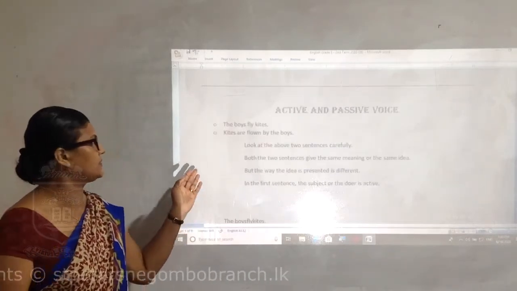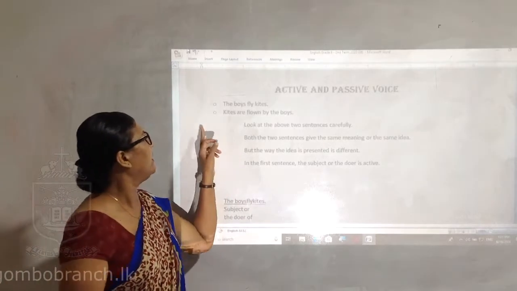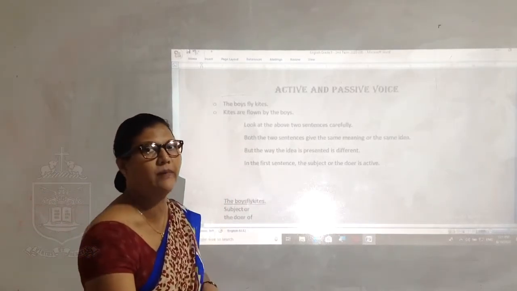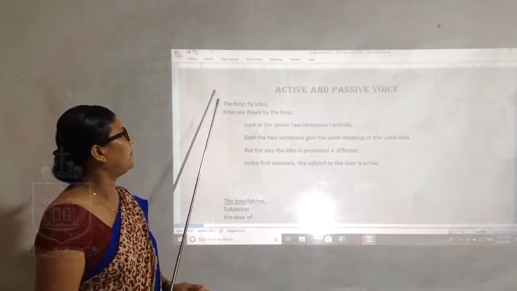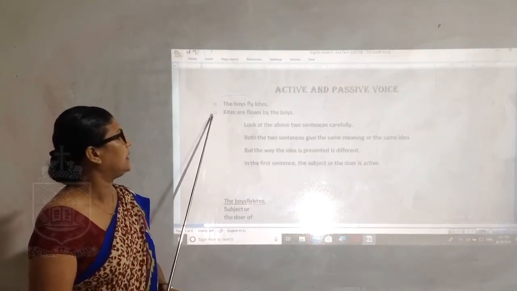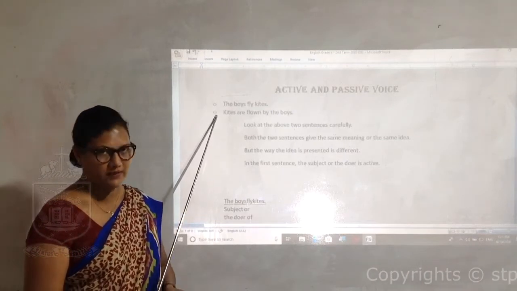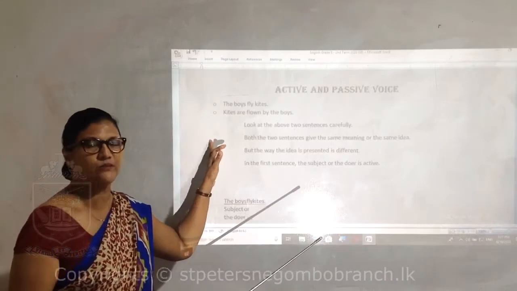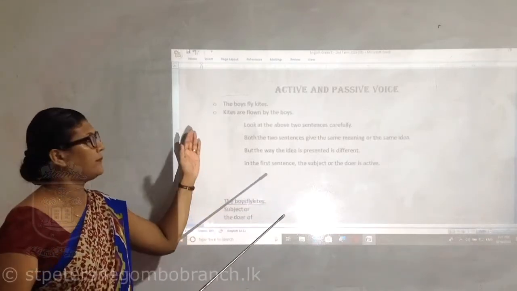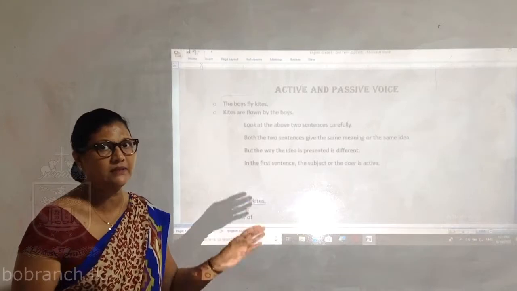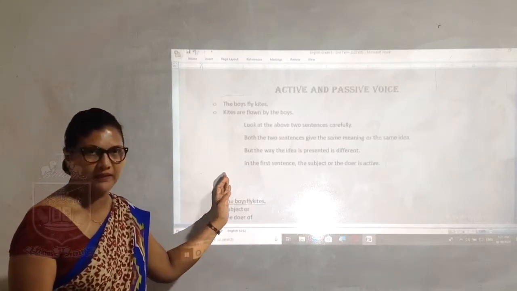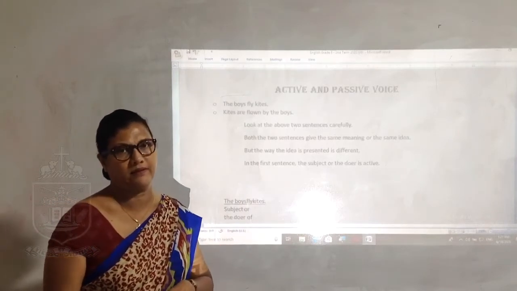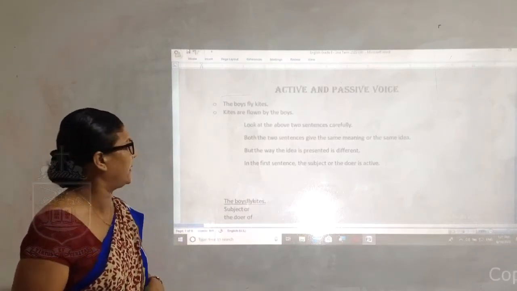First, look at these two sentences given here. The boys like kites. Kites are flown by the boys. When you look at these two sentences, you will see the way they are presented is different. But when you consider the meaning, these two sentences are in same meaning. The meaning is the same.